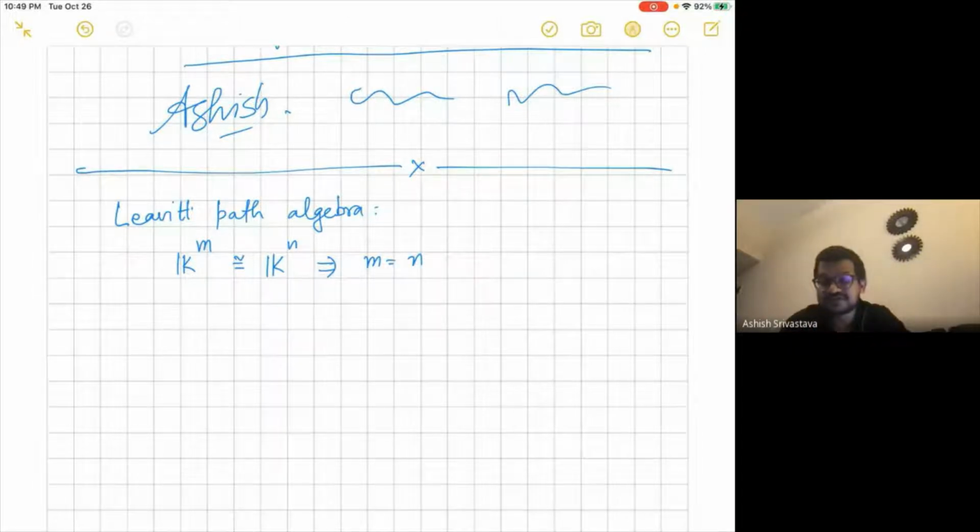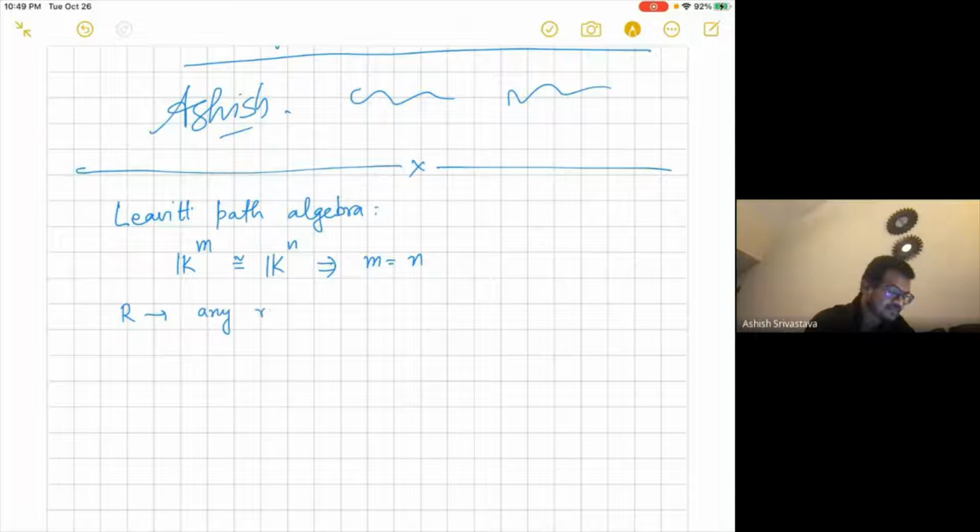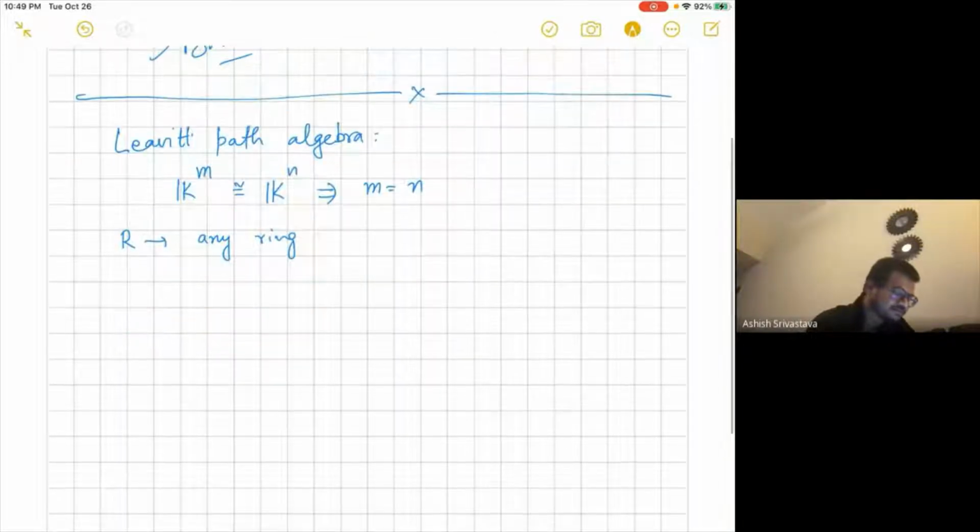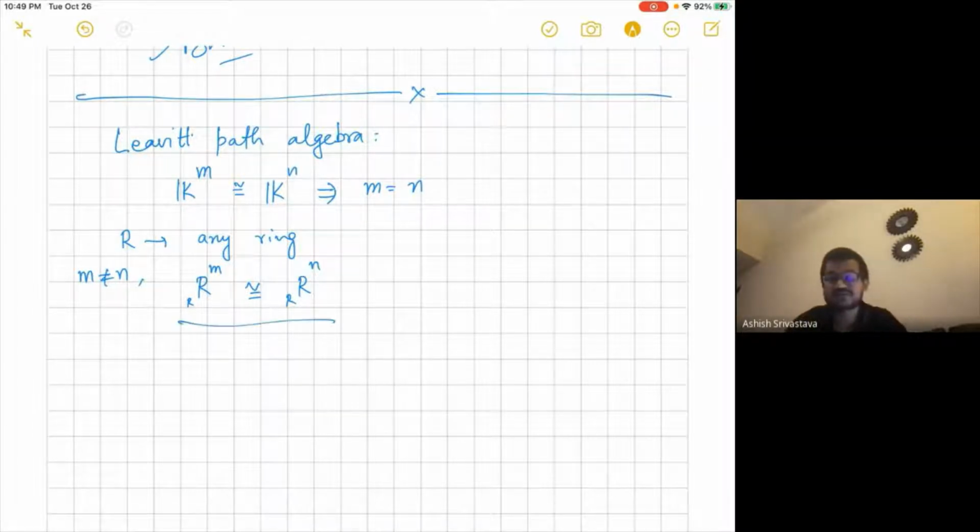But the situation is quite different in the case of an arbitrary ring. If you take a free module, so suppose R is any ring, okay, and then you take a left or free module, then you may have this situation that M is different from N and still they're isomorphic, right? So this is what we call the non-invariant basis number property.